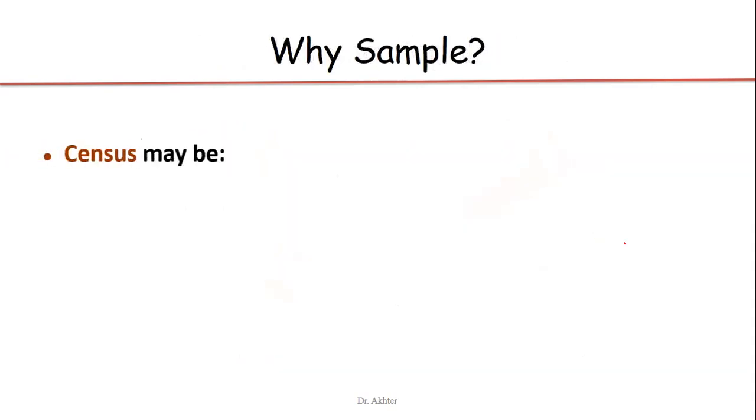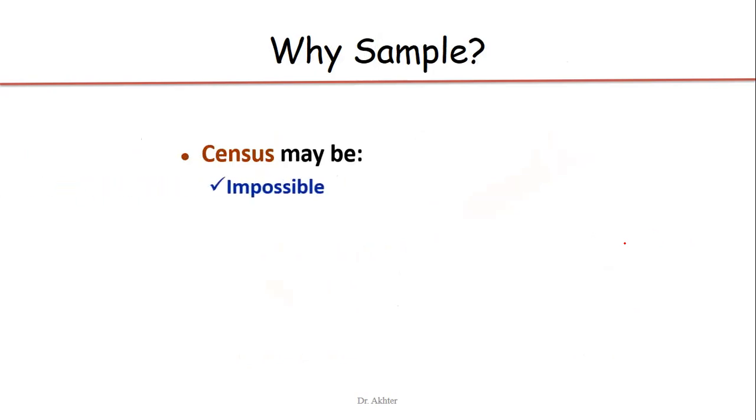So why sampling? Why not census? Because in some situations, census is impossible. In some business problems, it is impractical, because the owner of a company does not want to include all of the produced items in the testing procedure. Suppose the company wants to find out the average length of life of a bulb.